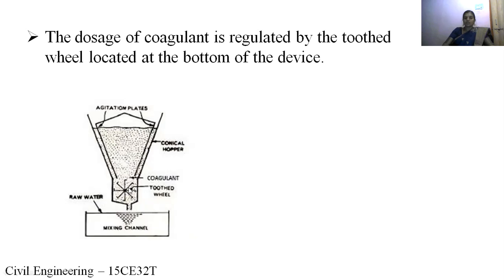This coagulant goes to the raw water chamber. Thorough mixing happens here, and the flock that forms is collected. The suspended impurities attract the positively charged ions, forming flock, which settles down at the bottom of the raw water chamber.